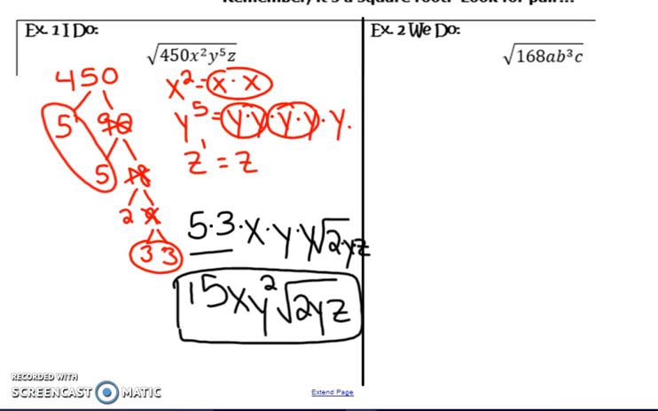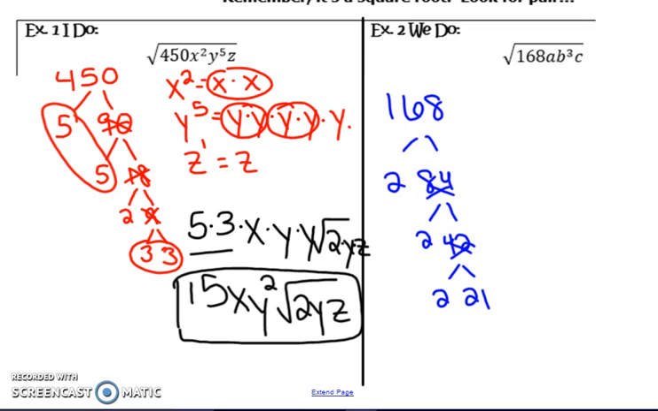Again, I'm going to start by breaking down my number in the second one. I have 168. Well, I'm going to divide that by 2, and that gives me 84. I'm going to do it again. Divided by 2 gives me 42. We're going to break it again. Divided by 2 gives me 21. And 21 gives me 3 and 7.